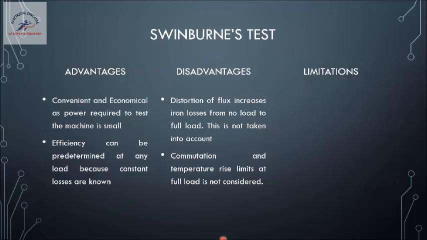So these are the limitations of this Swinburne's test. This is applicable to machines with constant flux. So basically this is applicable only for shunt machines without going for field flux control. Not applicable for series machine, because in a series machine flux is not constant, it varies with the armature current. So this method can be employed only for a machine with constant flux, because if the flux is constant, then constant losses are constant. That is a very peculiar term, constant loss being constant.